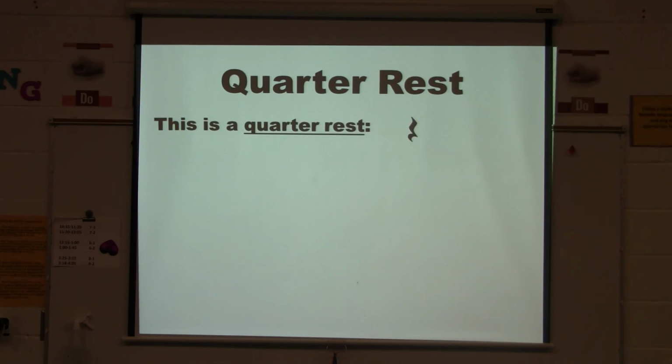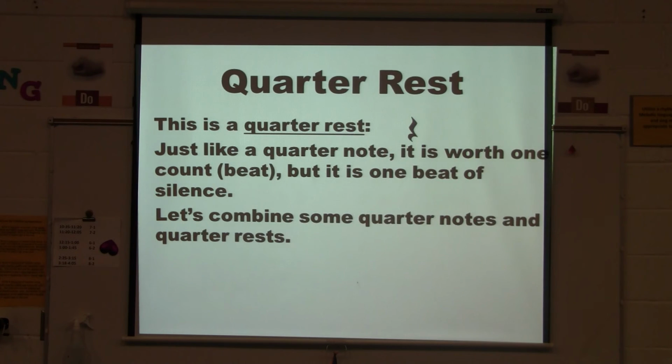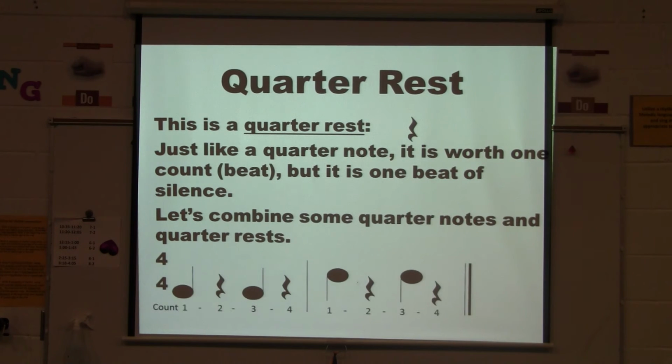Okay, quarter rest. There it is, the quarter rest. Just like the quarter note, it's worth one count or one beat, but it is one beat of silence. So let's combine some quarter notes and some quarter rests. All right, here we go. Ready? 1, 2, ready, tap, and count.